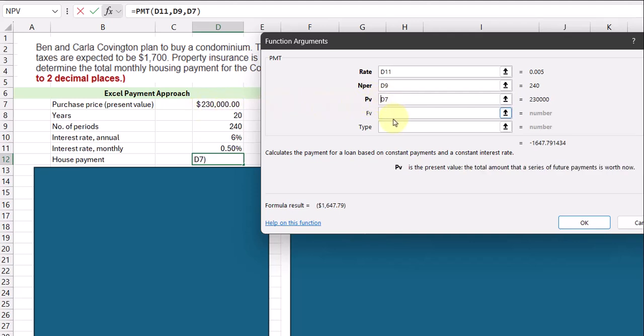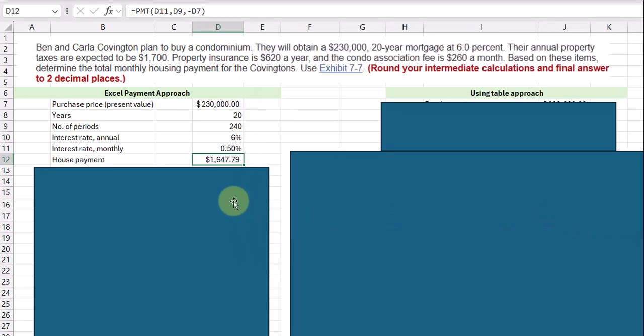If I left it as positive, then my answer comes back as a negative. See how that's negative there? But if I put a negative in there, then I get the payment as a positive number. Either way is fine, as long as you understand the answer. All right, so that's $1,647 if we wanted to calculate the house payment.